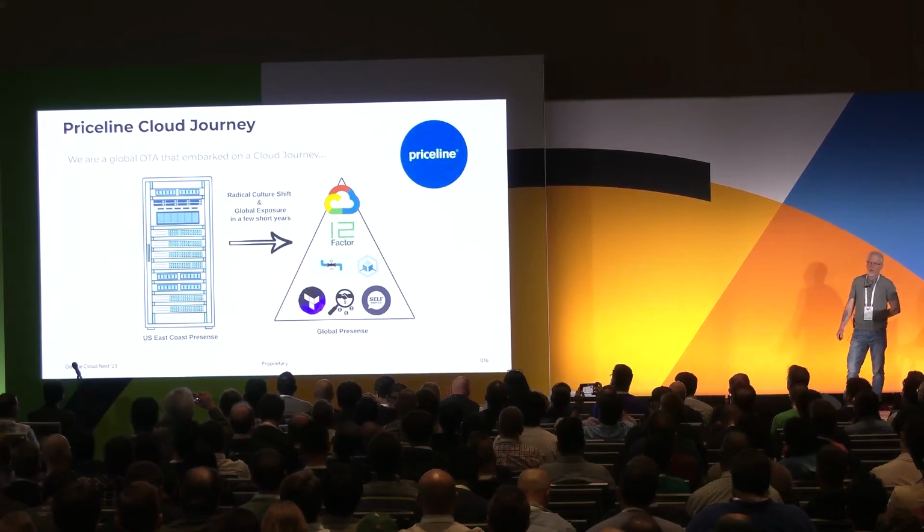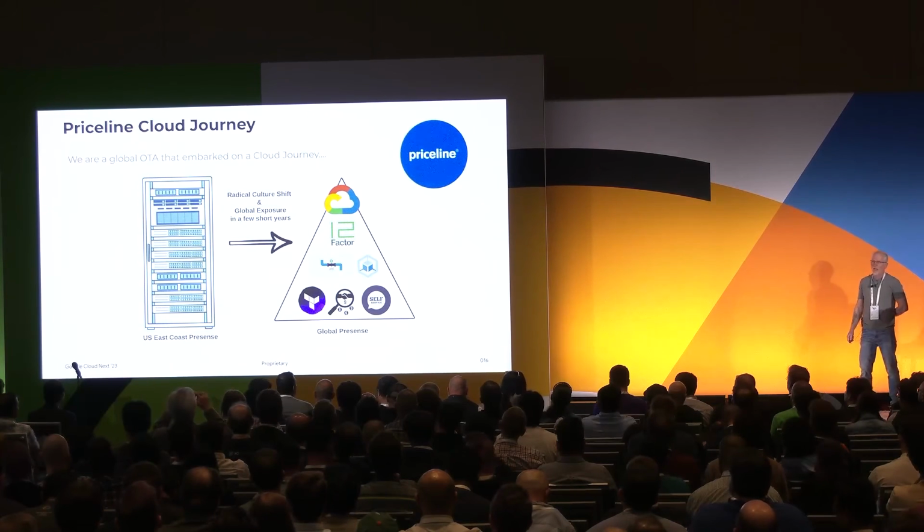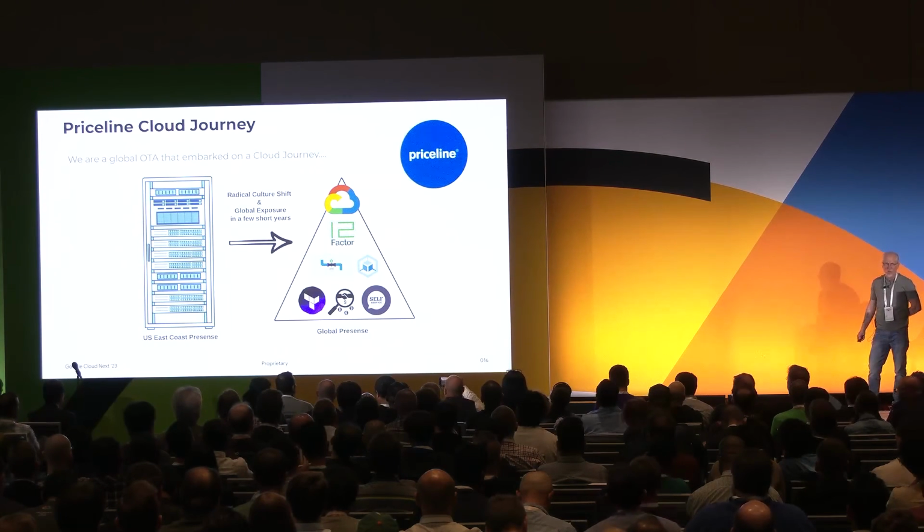So Priceline is an online travel agency underneath Booking Holdings Incorporated. We've been an industry leader for about 25 years. And over the last few years, we've embarked on a cloud journey. That cloud journey has been driven mainly by a cultural shift. And you've probably heard this story before. How do we shift our teams from thinking around the data center to thinking around cloud?